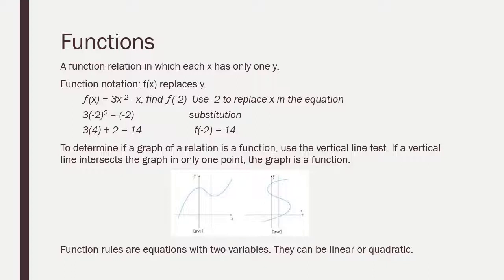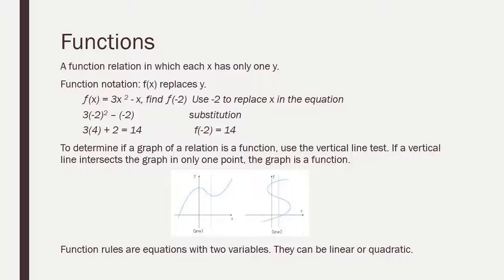Just substituted those in. Remember, in the order of operations, you must do the exponents first before multiplication. So in this case, -2 squared is 4. Minus 2 becomes +2. And 3 times 4 is 12, plus 2 more is 14. So f of -2 equals 14. Remember, it isn't f times -2, it's f of -2 equals 14.